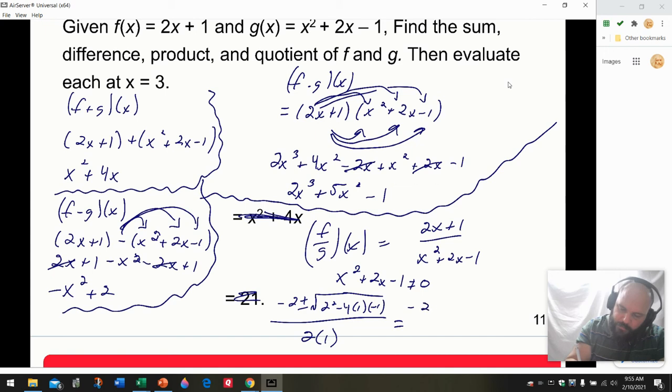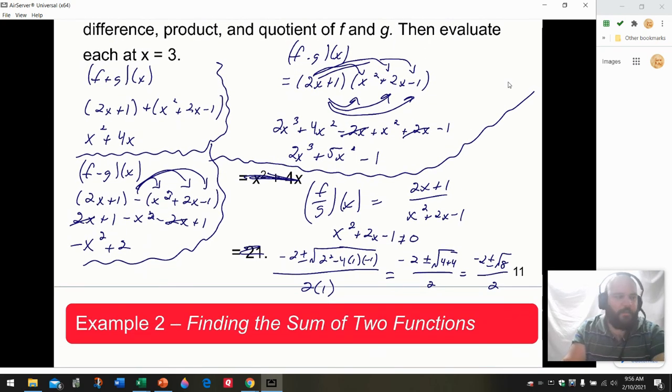So it would be -2 plus or minus the square root of 4 plus 4 over 2, which gives me -2 plus or minus the square root of 8 over 2. We're almost there, and I'm running out of room. The 8 would simplify. I'm going to go back up to here. The 8 would simplify, and a 2 would come out because 8 is 4 times 2, and the square root of 4 is 2. So this would become -2 plus or minus 2 square root of 2 over 2.